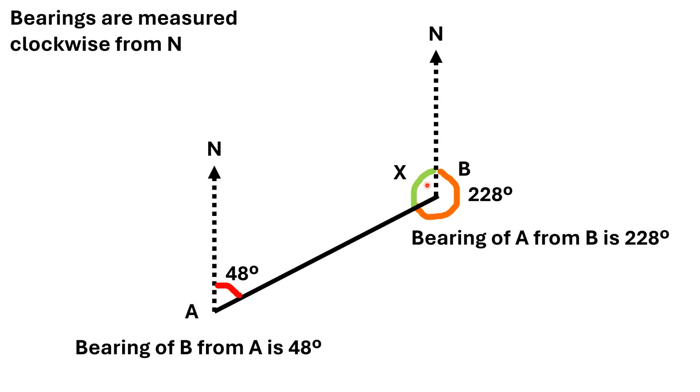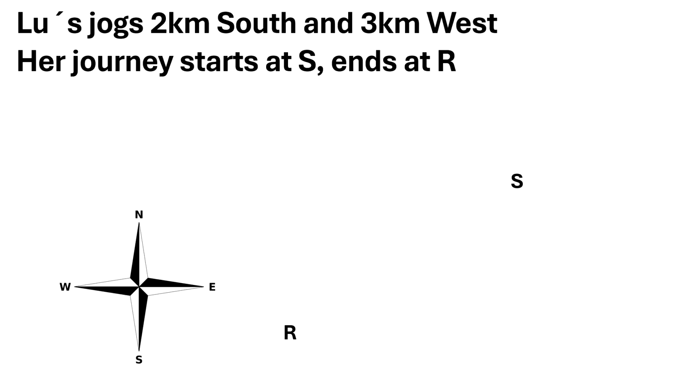This X right here, remember that a full circle is 360 degrees. So X would be 360 minus 228, which gives us 132. This is important in questions as well. Let's look at an example journey. So bearings can be asked in the form of a journey that someone's going to do.